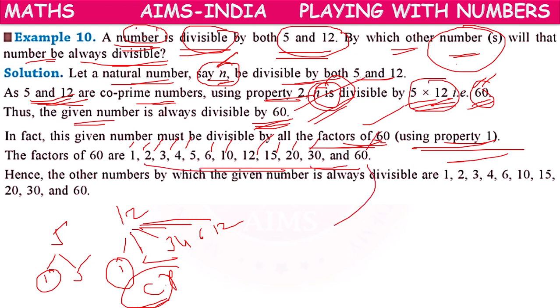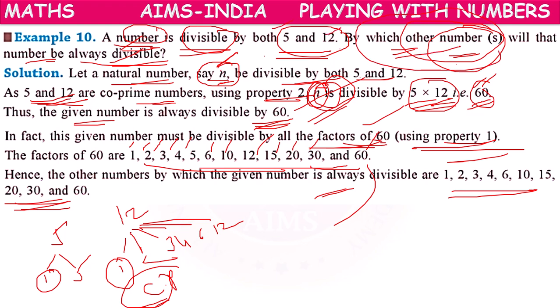So this number n is divisible by all these numbers along with 5 and 12. In this list we have not mentioned 5 and 12, because they are asking by which other numbers, and 5 and 12 they have already given. In all these factors, we omit 5 and 12, and for the remaining numbers we can tell that n is divisible by all of them along with 5 and 12.